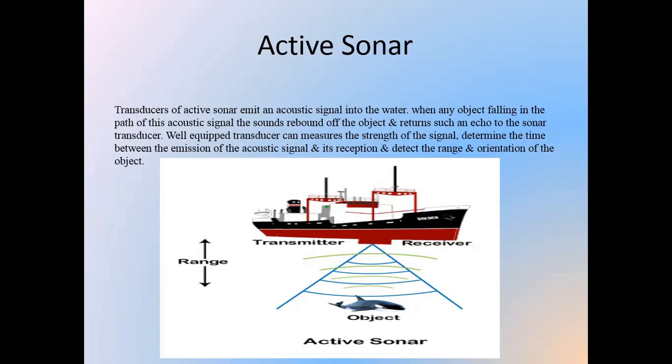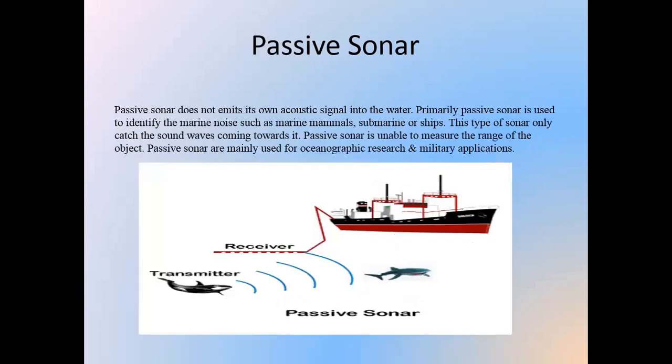Active sonar. The transducer of active sonar emits an acoustic signal into the water. When any object falls in the path of this acoustic signal, the sound rebounds off the object and returns as an echo to the sonar transducer. A well-equipped transducer can measure the strength of the signal and determine the time between the emission of the acoustic signal and its reception, and it can detect the range and orientation of the object.